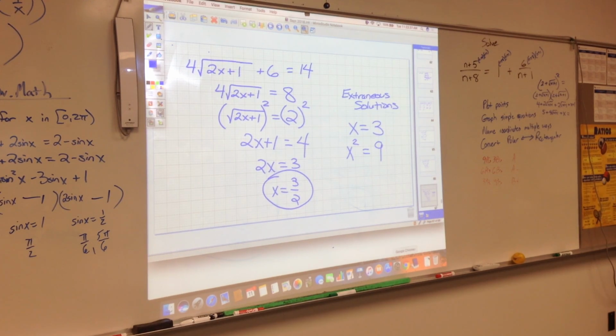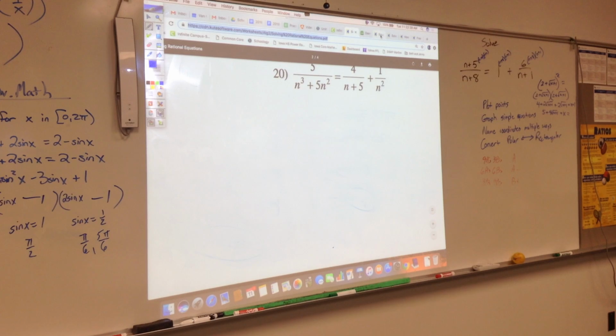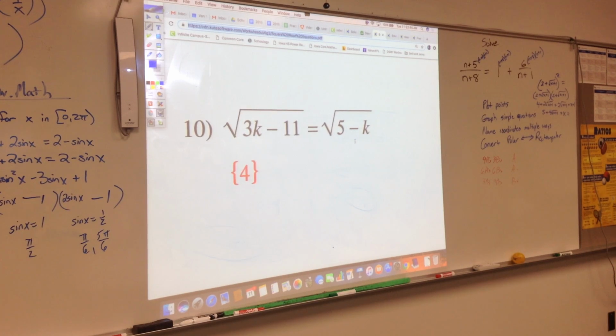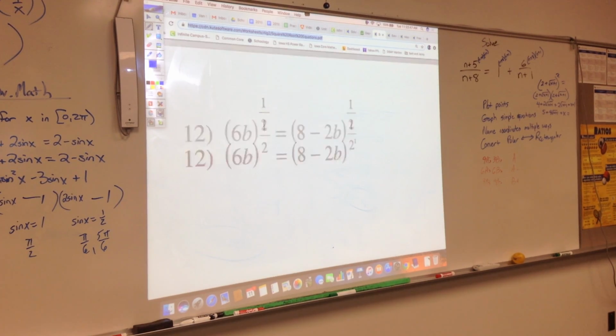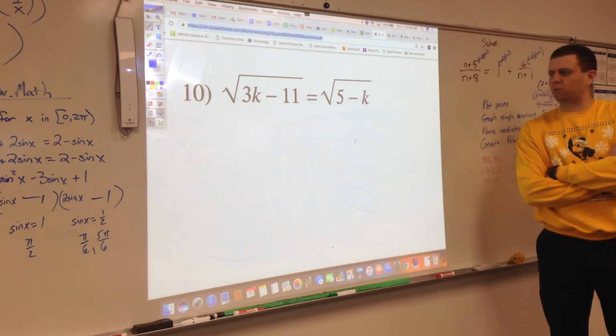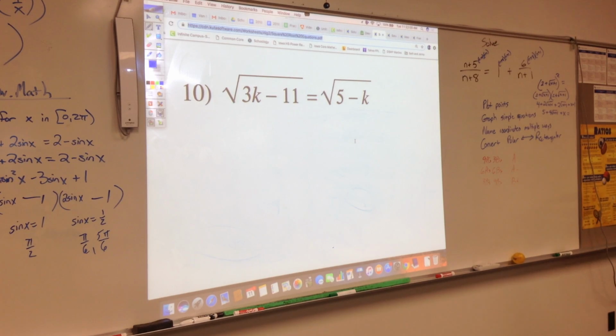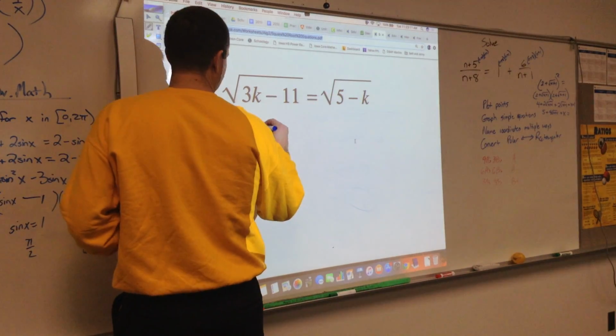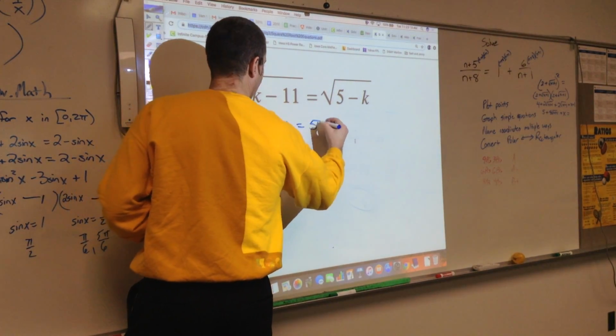Two more, real fast. Square root of 3k minus 11 equals the square root of 5 minus k. I think you'd solve that one. Square both sides first. Be pretty nice, wouldn't it? Because what happens when you square both sides? Square roots are gone. 3k minus 11 equals 5 minus k.